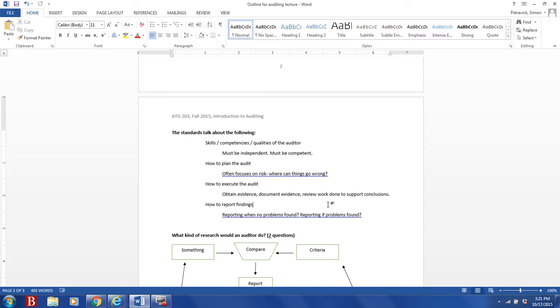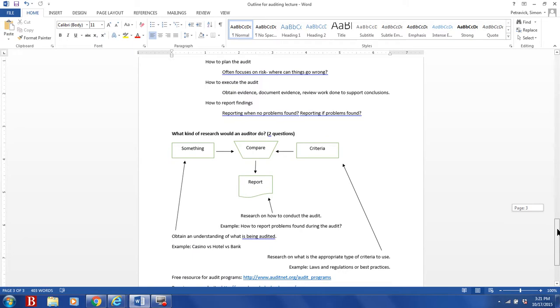And when we're done with our audit, the last step is to report it. And so these standards talk about what kind of report you would issue if no problems are found, what kind of report you would issue if problems were detected.